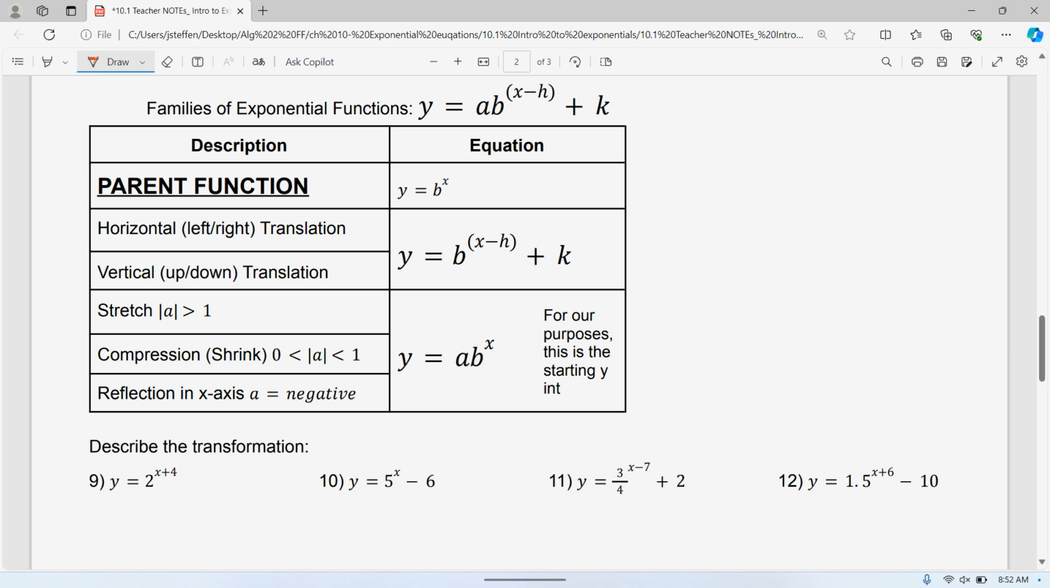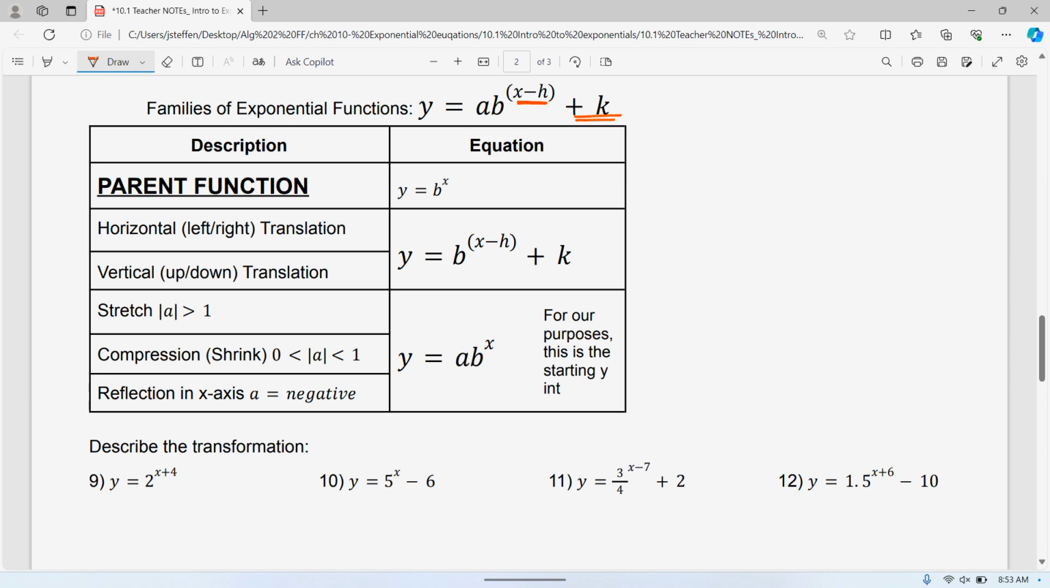So for this one, the left to right is the one that's inside your exponent. So if it's up with your exponent, it's left and right. And again, just like before, it seems like it's opposite. So hopefully you vaguely remember x plus 4. That means we actually go to the left 4 units. Up and down is the k. That one does make sense. If it's plus 4, you go up 10, you go down 10.